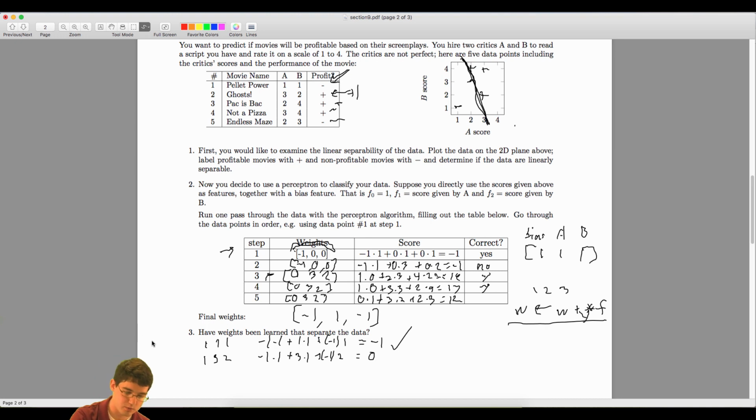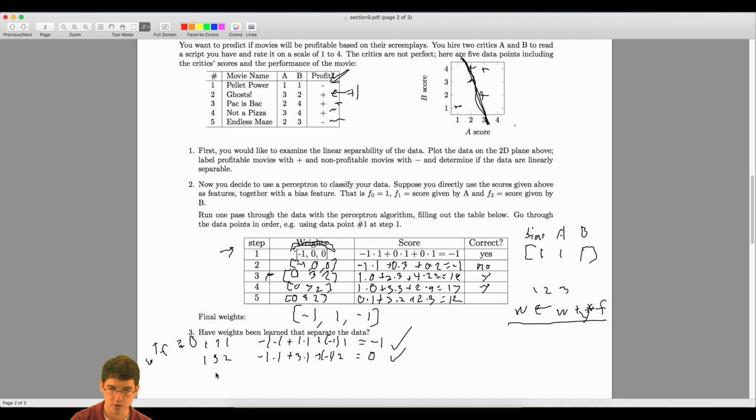Remember when we had our rule, we said w transpose the features greater than or equal to 0. So here we have the equal to. If it's equal, it's going to be a positive label. So in this case, we wanted a positive label, and we're good. All right, so far so good.